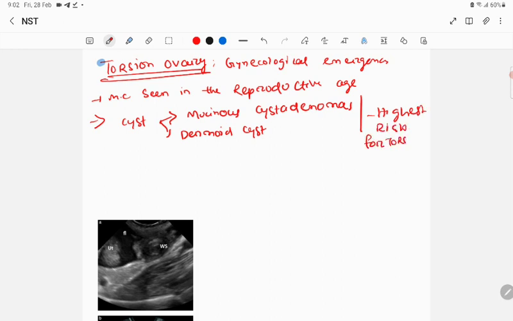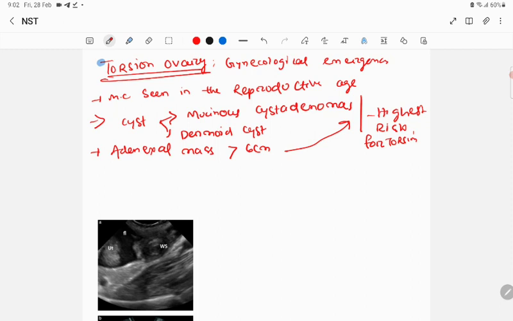Then any adnexal mass with a size of more than 6 centimeters also has a high risk of torsion.